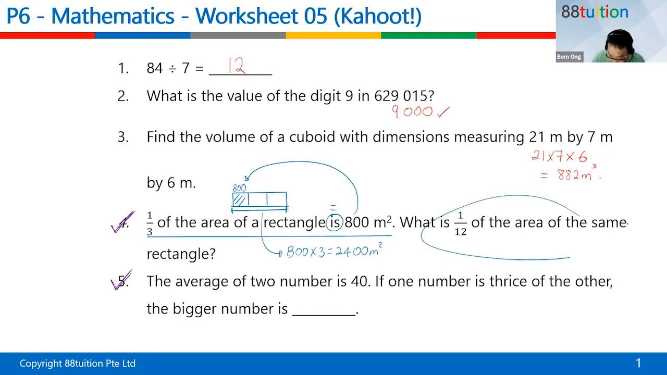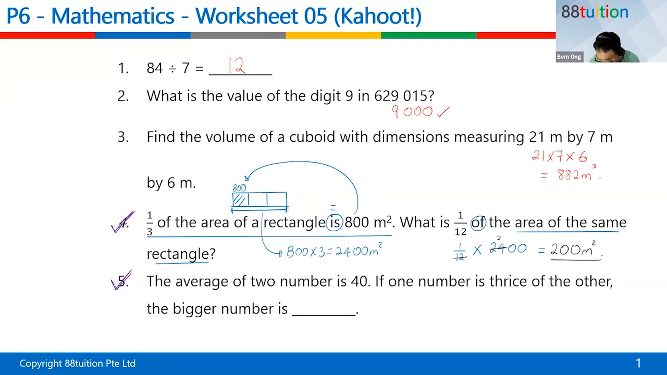Now, the second part of the question: what is 1/12 of the area of the same rectangle? 'Of' means times. The entire rectangle is 2,400. If you do your cancellation, 12 and 24, down here will be a 2. The answer is 200 meters square.